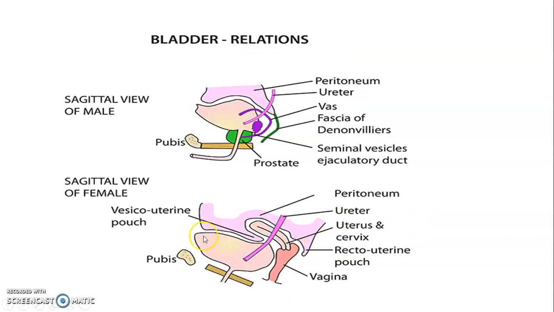So these are the sagittal sections. This is the male pelvis. You can see the prostate here. This is the urinary bladder. So posterior to the bladder, you have the seminal vesicles, plus the ejaculatory duct. This is the vas deferens, and of course the fascia of Denonvilliers that separates the bladder from the rectum. So seminal vesicles, ejaculatory ducts, vas deferens, and the fascia together with the rectum. But in females, posterior to the bladder, you can appreciate the vagina and the uterus. Then we have the vesicouterine pouch here, right?